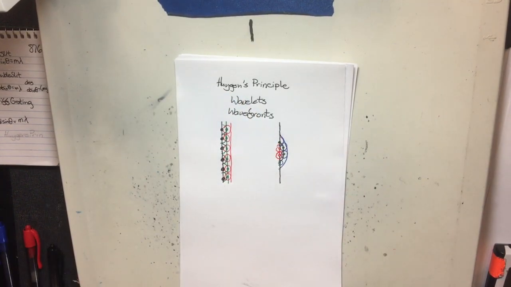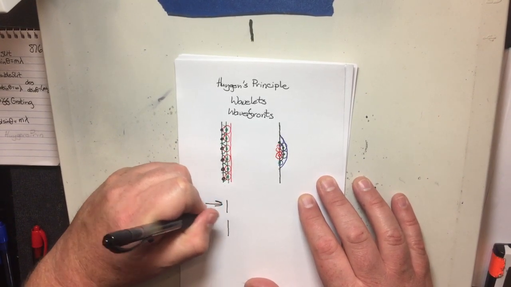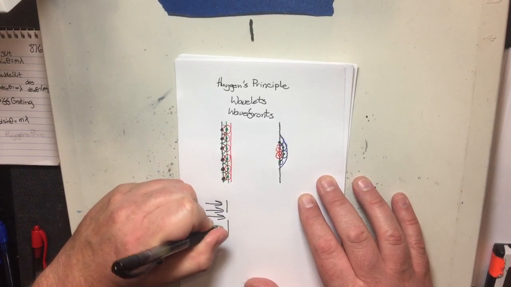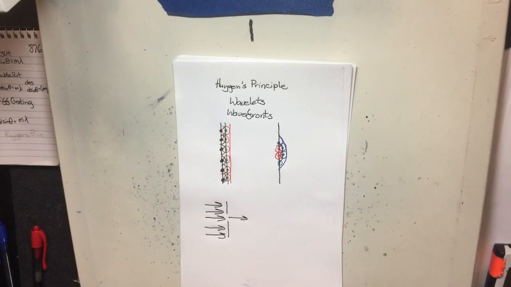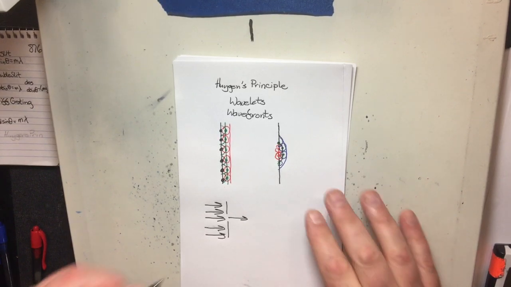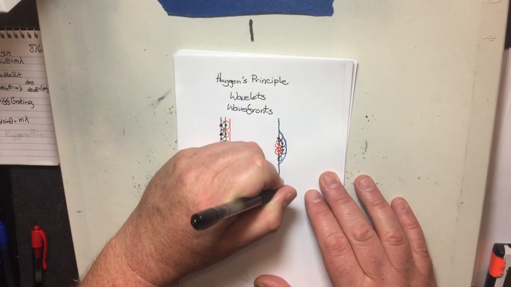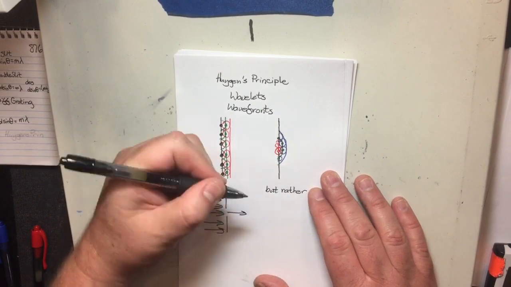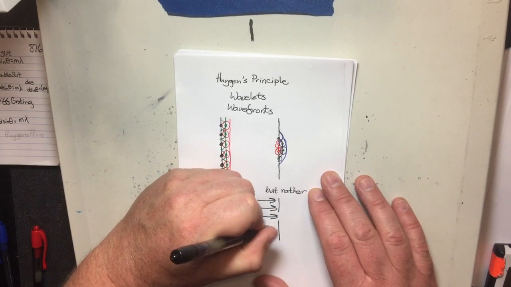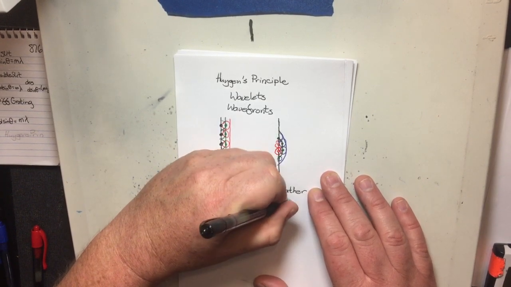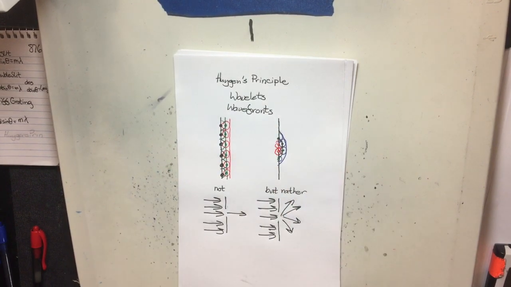So really, a lot of people think that with light, if you've got light coming in like this, the light that meets the slit will just continue on in a straight line. But rather, if it hits this, that light ray will actually scatter. It will fan out.